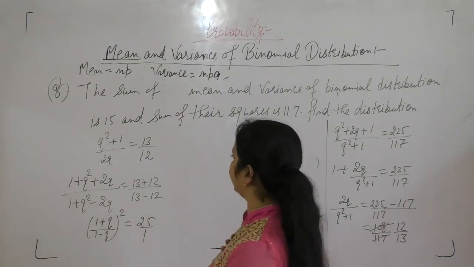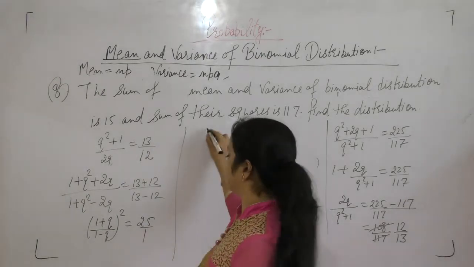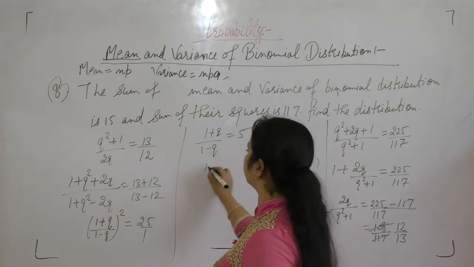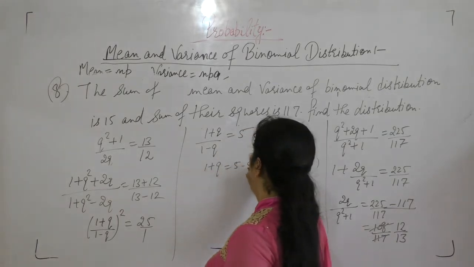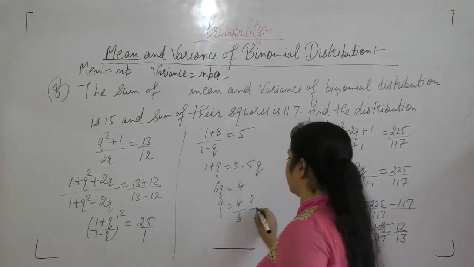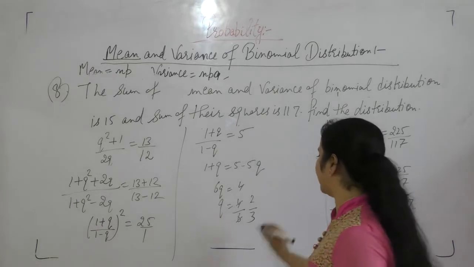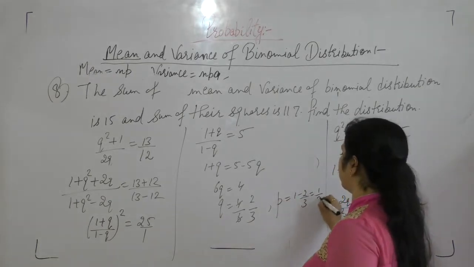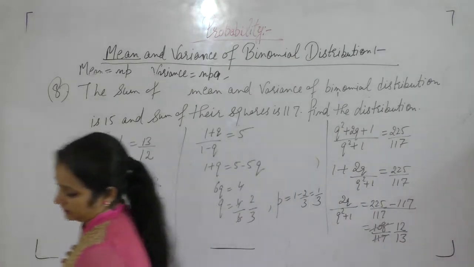So what we get here, after taking square root, 1 plus q upon 1 minus q is equals to 5. So 5 minus 5q, 6q, 5 minus 1 is 4, 2 by 3. Q has value 2 by 3. So p is 1 minus 2 by 3, 3 minus 2, 1 by 3.